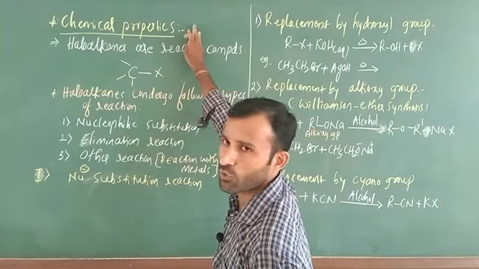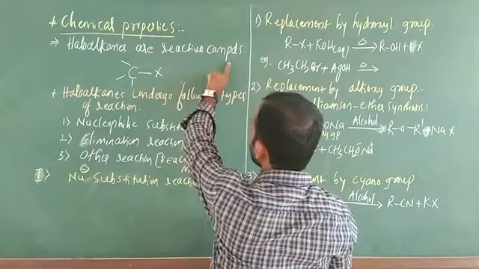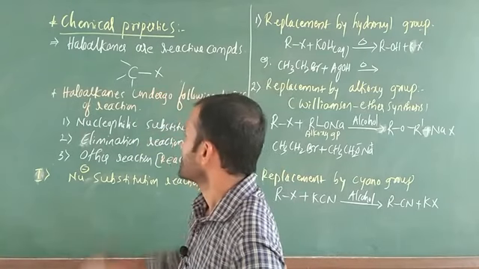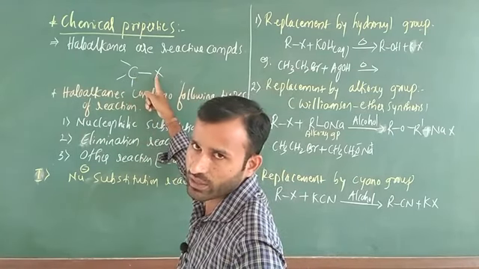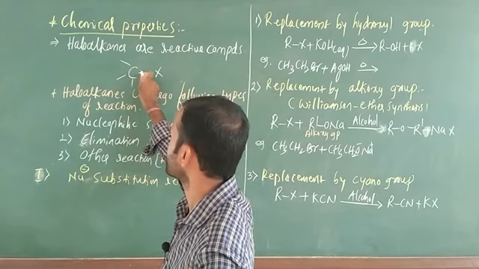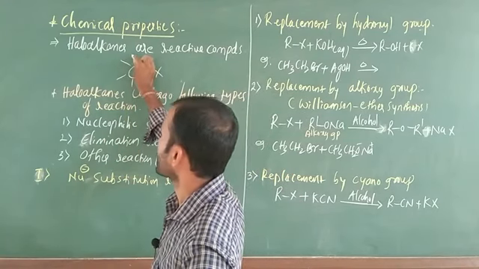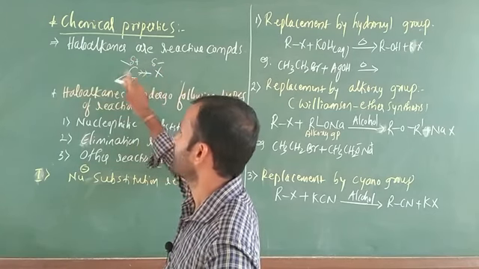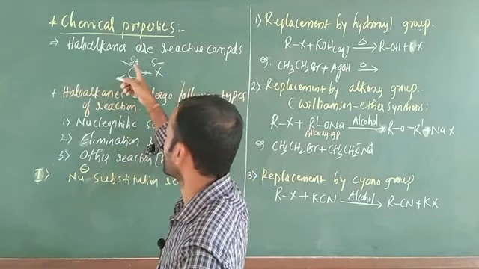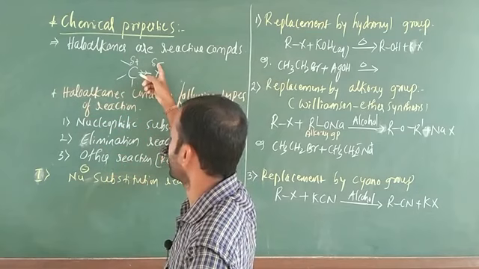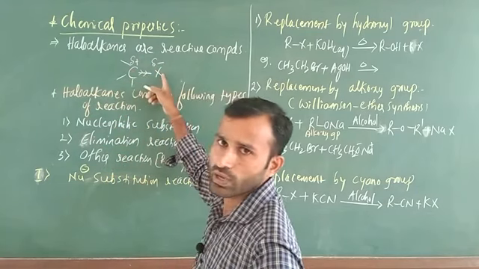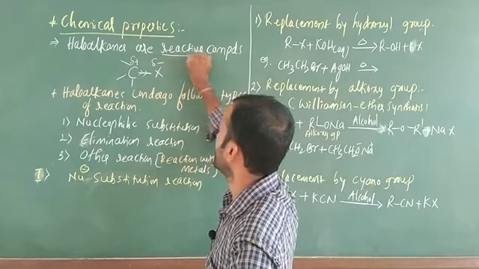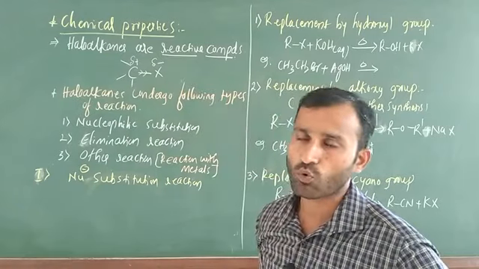The first heading is chemical properties. Haloalkanes are reactive compounds. This is the carbon and this is the halogen. The electron moves from carbon to halogen, so the carbon gets a delta plus and the halogen gets a delta minus. Delta indicates a partial positive charge on carbon and a partial negative charge on the halogen. That is why haloalkanes are more reactive compounds.